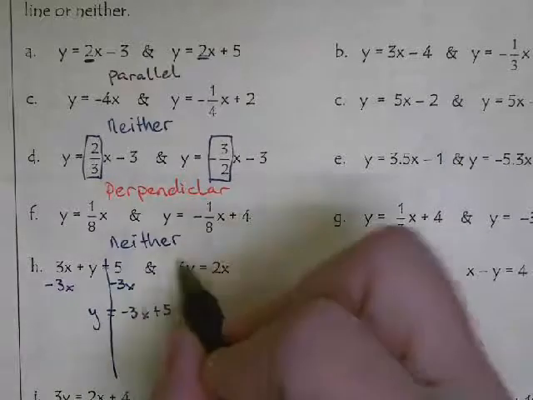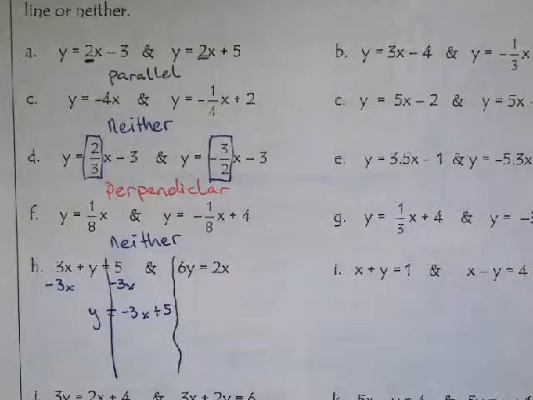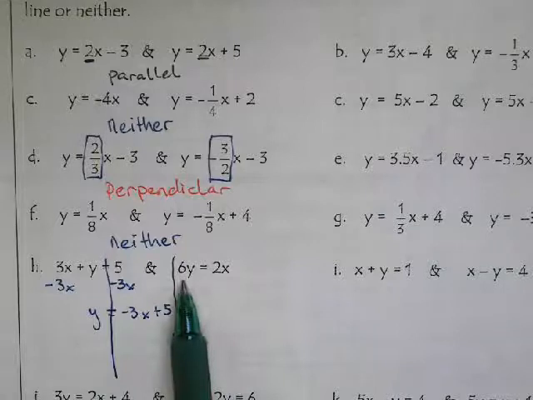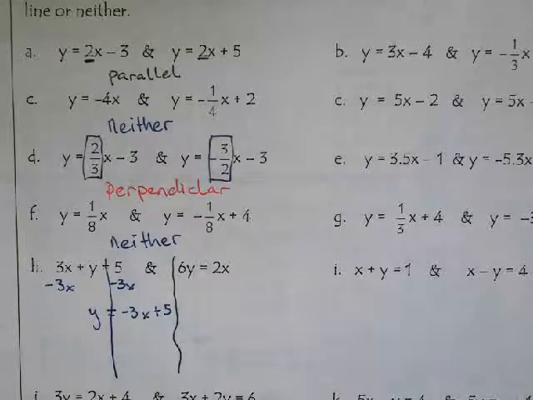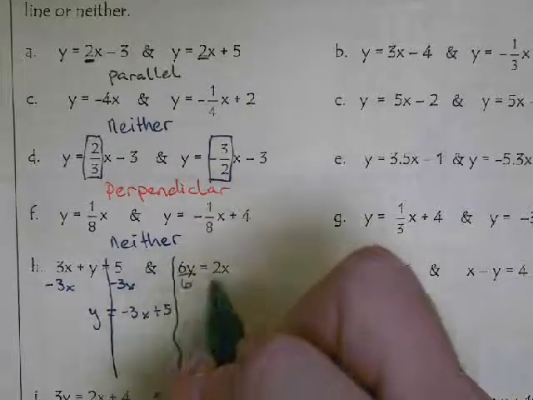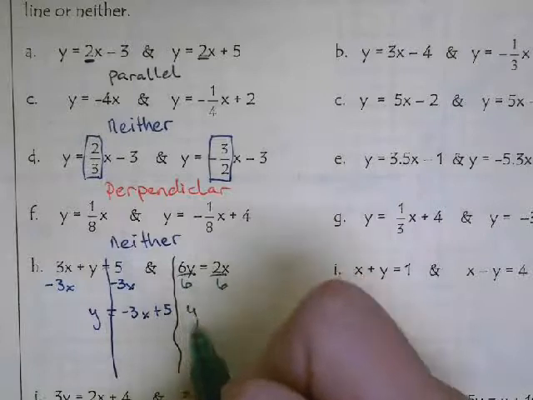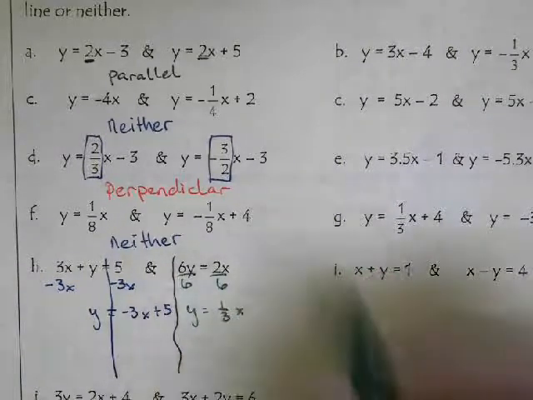So let's look at my other equation. Well, there's nothing to subtract over. All I have to do is get y by itself. And since it's 6 times y, how will I get rid of that 6? We'll divide. So I'll divide both sides by 6, and I get y is equal to 1/3 x.